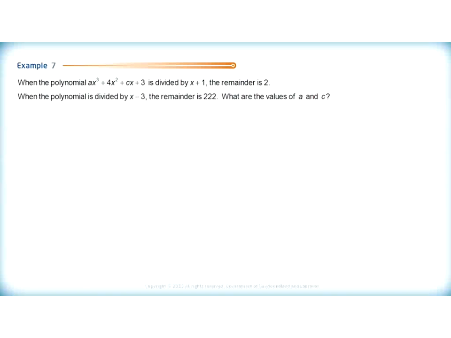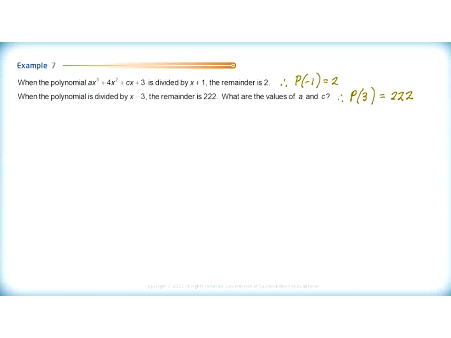This is a potential long answer question that you could be asked about the remainder theorem. When the polynomial ax cubed plus 4x squared plus cx plus 3 is divided by x plus 1, the remainder is 2. That tells me in that statement that p of negative 1 is equal to 2. In the second statement, when the polynomial is divided by x minus 3, the remainder is 222. So that tells me that p of 3 is equal to 222.